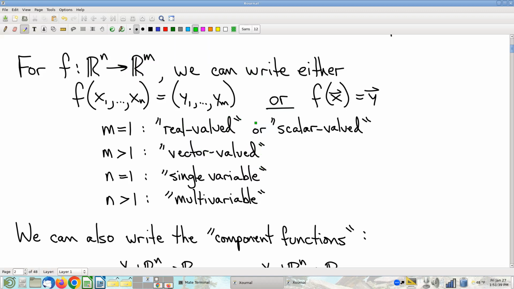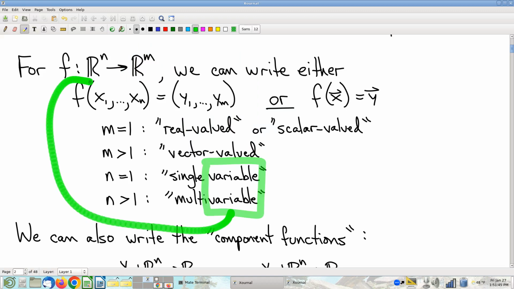And then likewise, if you're talking about how many variables, single variable, multivariable, that is a reference to the domain, and whether you have one variable in the domain, R1, in which case you have a single variable function, or maybe you have several input variables, in which case that would be a multivariable function.